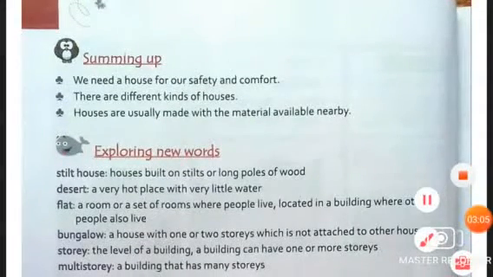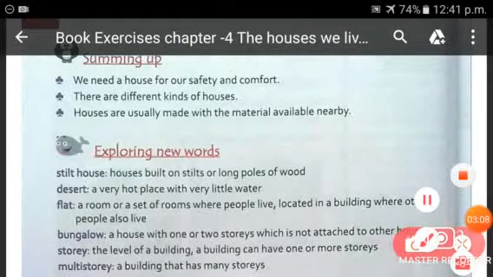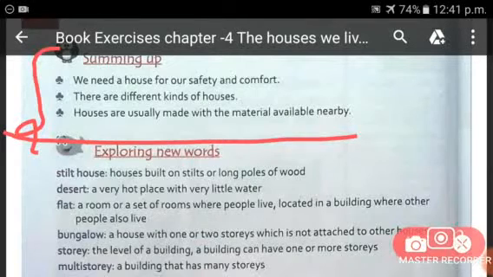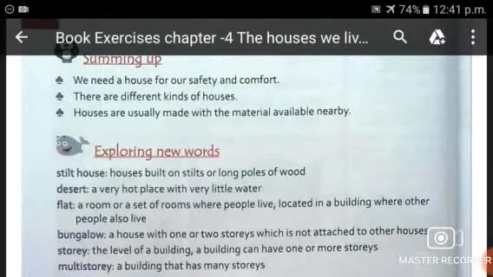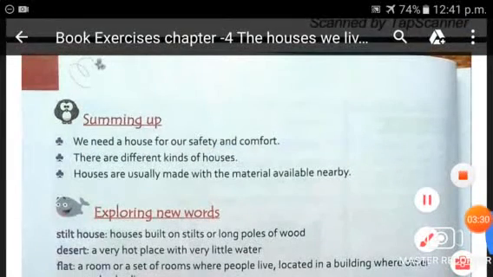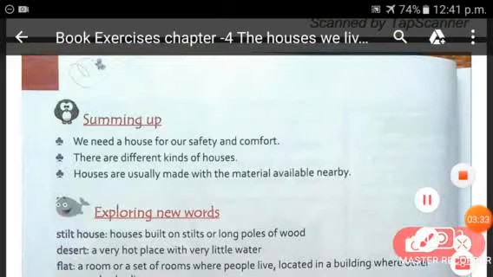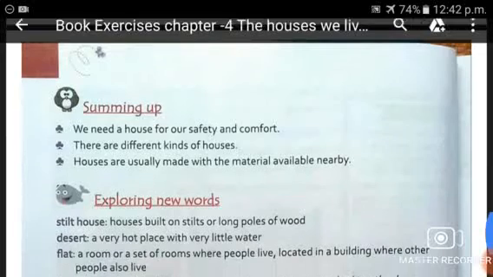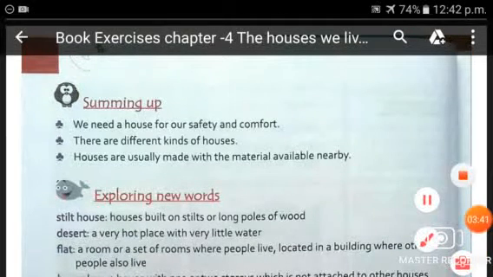So students, look here in your book. The summary of this chapter is given here, with the important points that you should keep in mind. Let's revise once. The first one is we need a house for our safety and comfort.